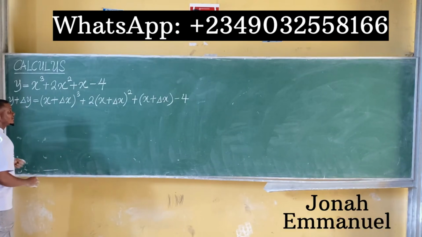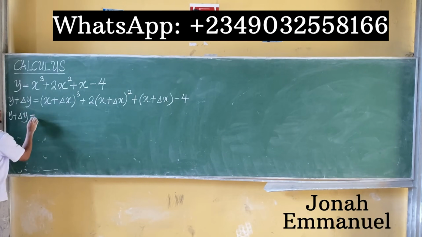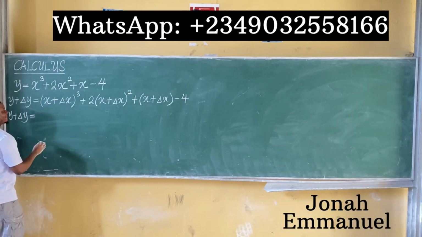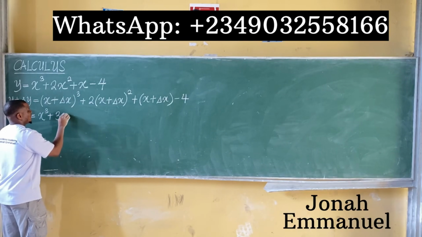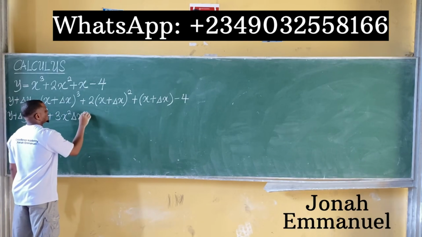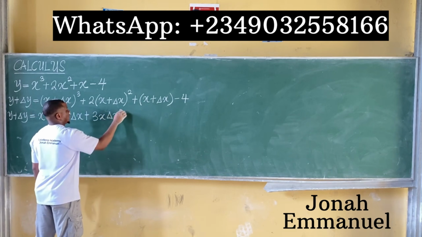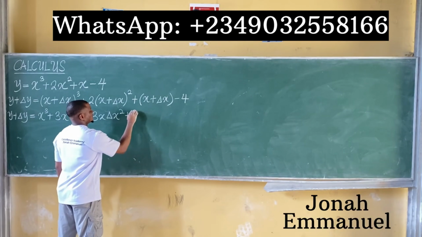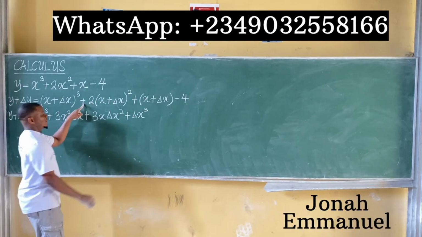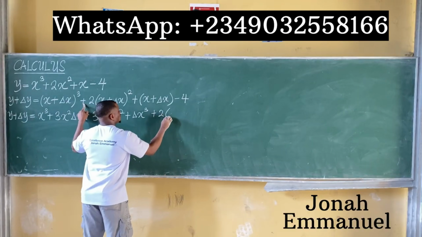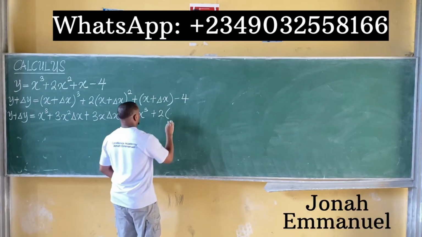All right, so let's expand this. This becomes y plus change in y is equal to, please, on expanding this, what did you get? x cubed plus 3x squared change in x plus 3x change in x squared, right? Plus change in x cubed. This was from this. Plus 2 into, we have expanded this one before. What was the value?